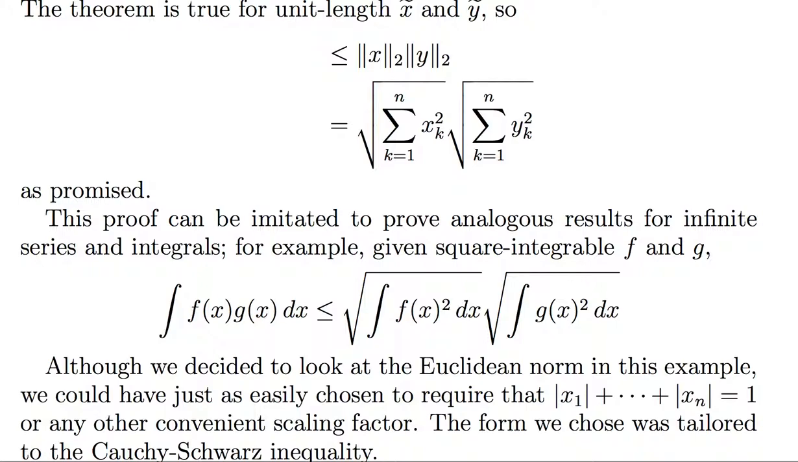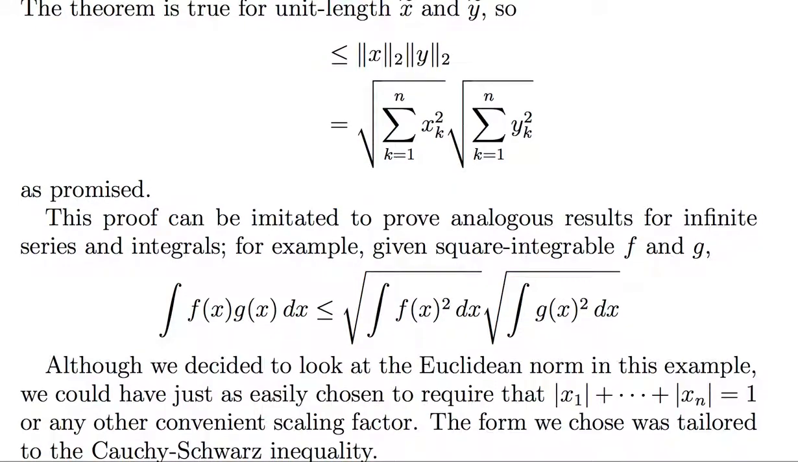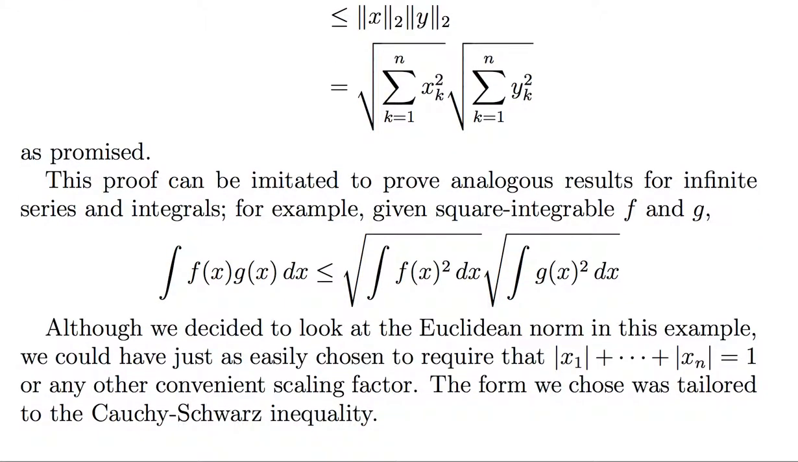Although we decided to look at the Euclidean norm in this example, we could have just as easily chosen to require that the sum of the absolute values of x1 through xn is 1, or any other convenient scaling factor. The form we chose was tailored to the Cauchy-Schwarz inequality. And that's it for homogeneity and inequalities.